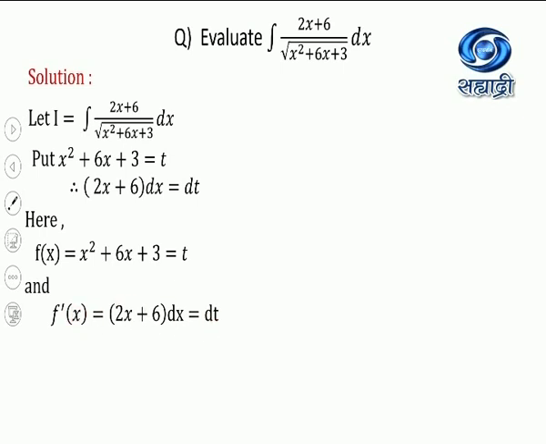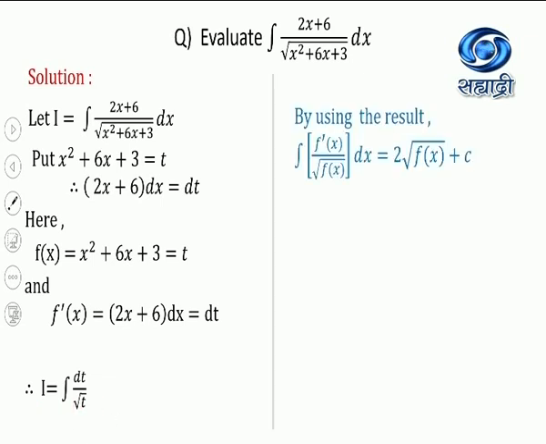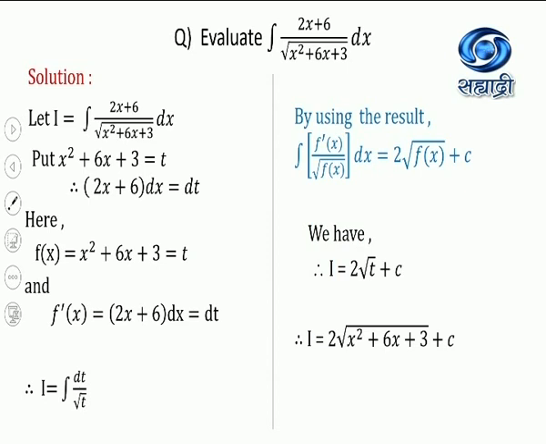So, now the numerator is the derivative of the denominator, and the denominator has the root over there. So, I equal to integration dt by root t. We are going to use the result: integration f dash of x upon root f of x dx is 2 root f of x plus c. Hence, this answer is I equal to 2 root t plus c. Therefore, I is equal to 2 root x square plus 6x plus 3 plus c. So, you can directly write it over here by using this formula. You can just mention that this is the derivative, or you can go by this method.